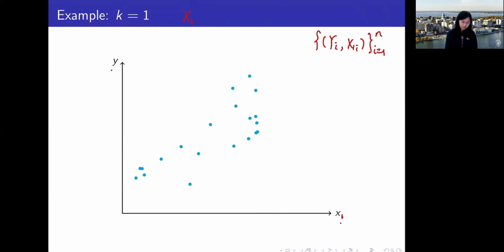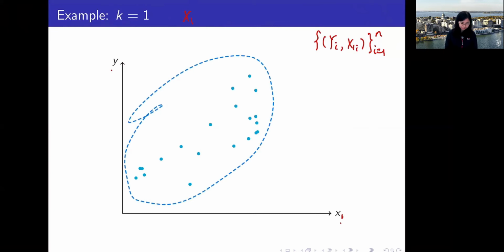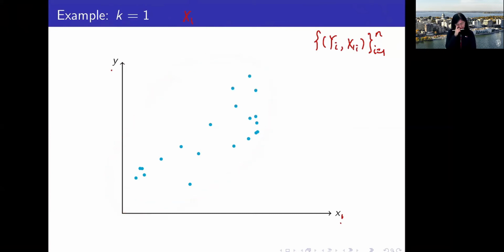So let's say these points are the data set. Each point is for an individual. Let's say this point is yi, xi. Or maybe I should write xi, yi because x is plotted on the horizontal axis. Clearly, these points are everywhere. There isn't a straight line that goes through every point.